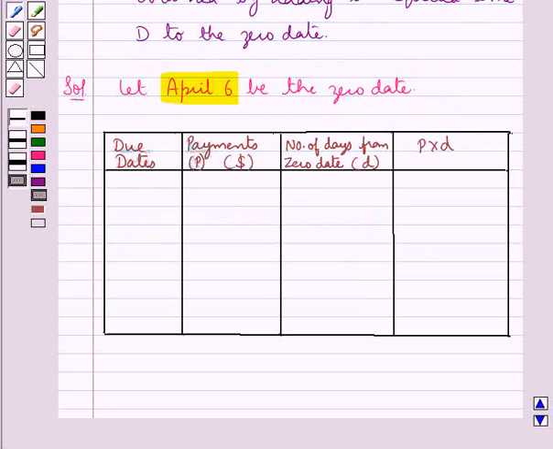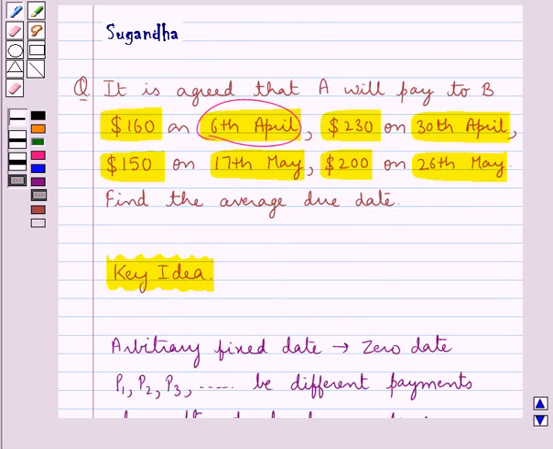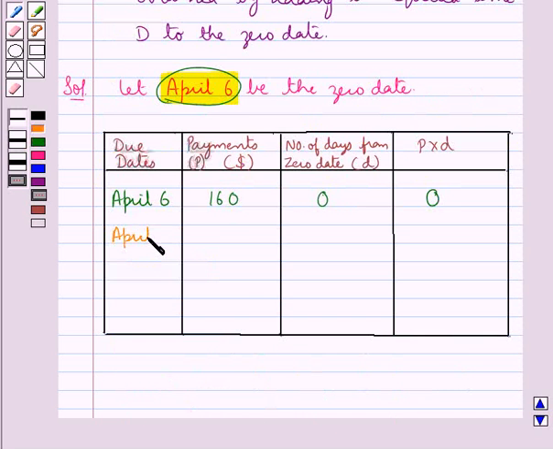Now here we have made four columns in which we have the due dates, the payments, the number of days from zero date, and P multiplied by D. From the question, the first due date is April 6th and the payment, that is capital P in dollars, is $160. The number of days from the zero date would be 0, since the zero date is April 6th itself, and P multiplied by D would be 160 multiplied by 0, which is 0. Now the next due date is 30th April and its payment is $230.